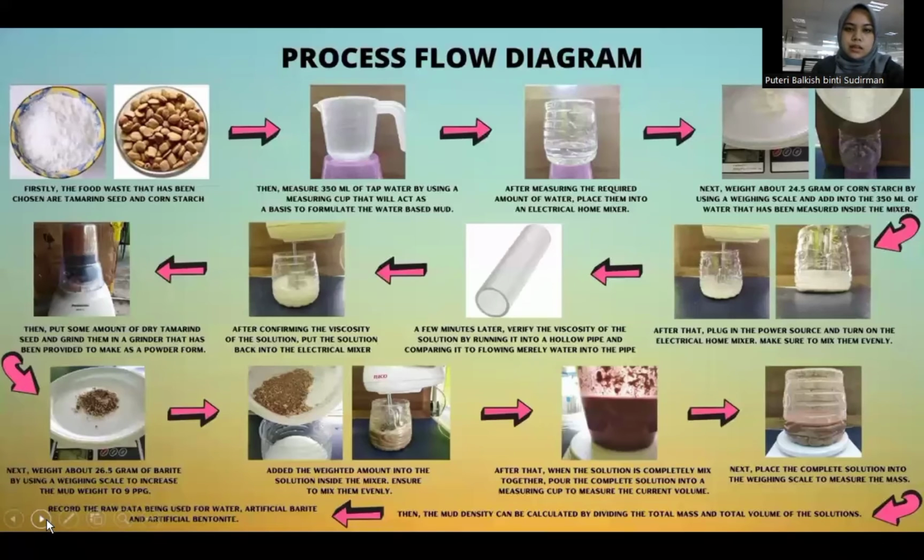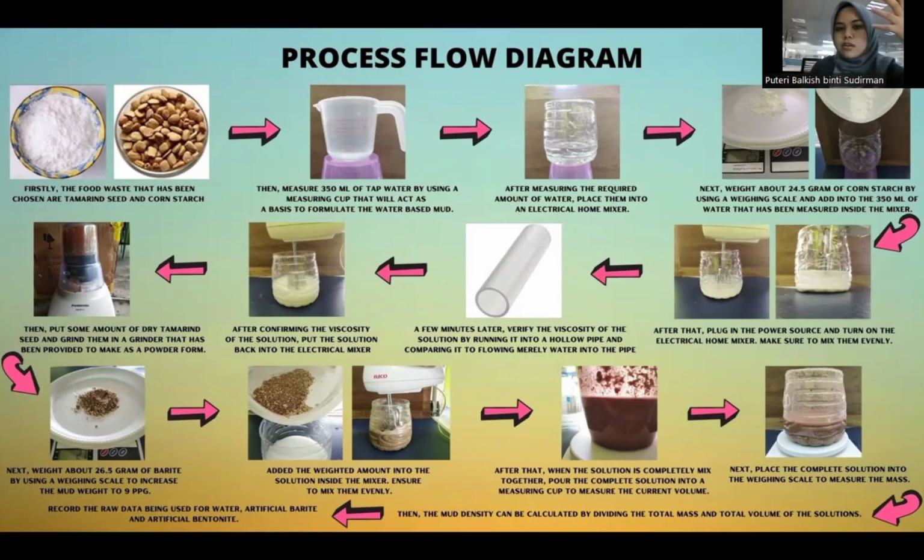Next, this is the process flow diagram for our experiment. Firstly, the food waste that has been chosen is tamarind seed and cornstarch. We then measure 350 milliliters of tap water using a measuring cup, which will act as the basis to formulate the water-based mud.